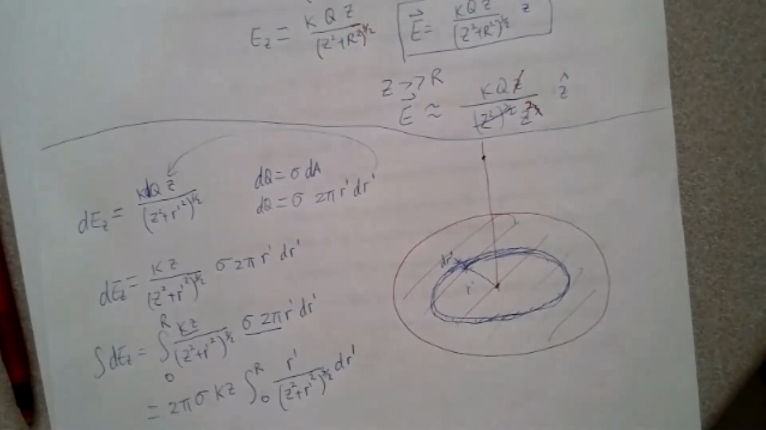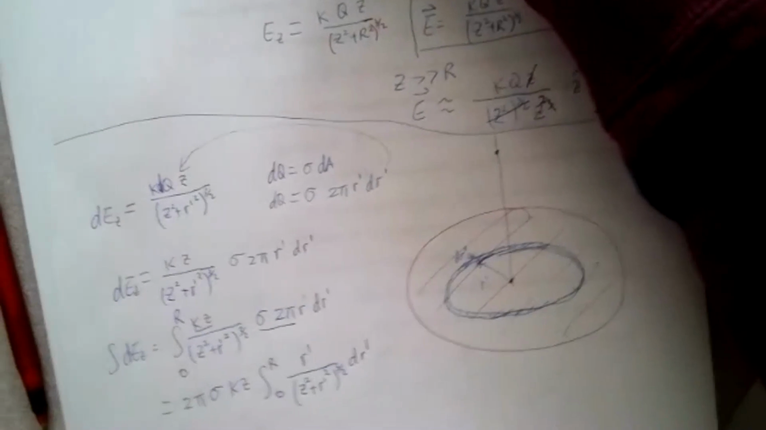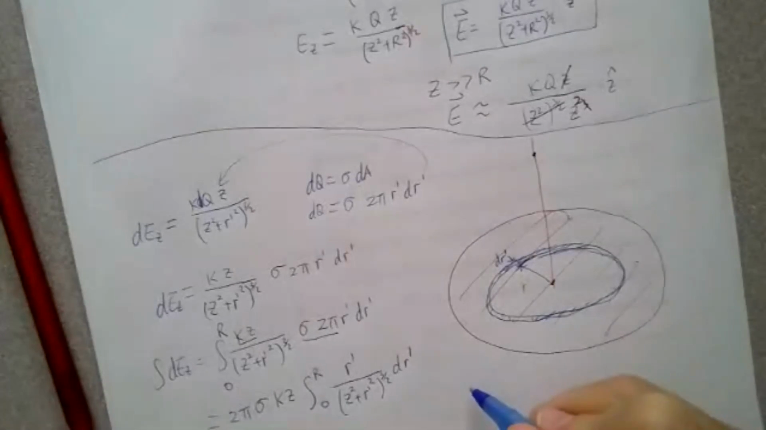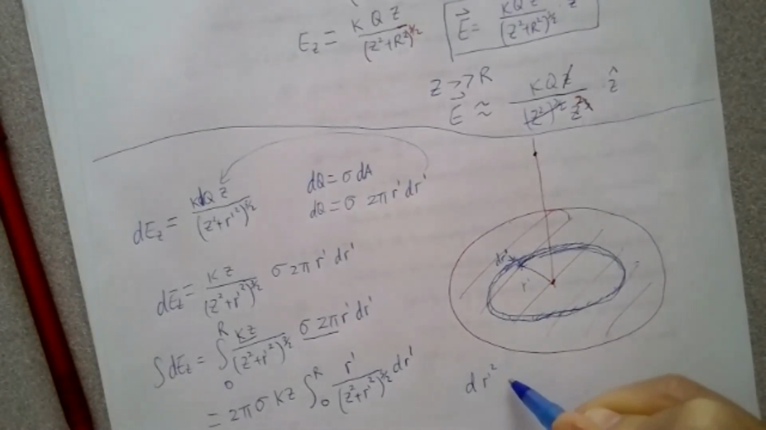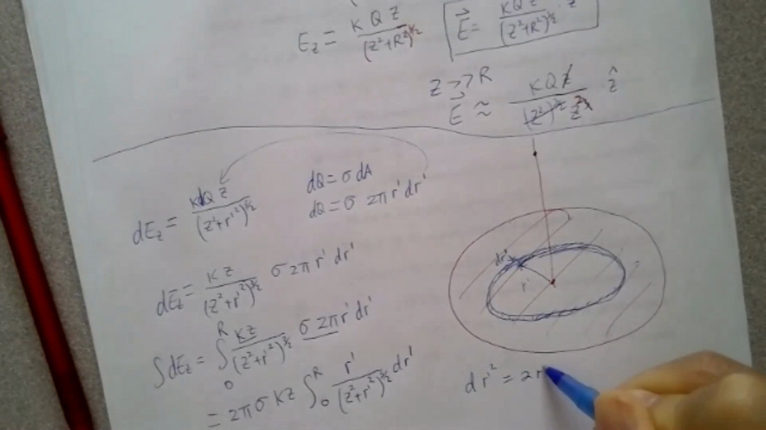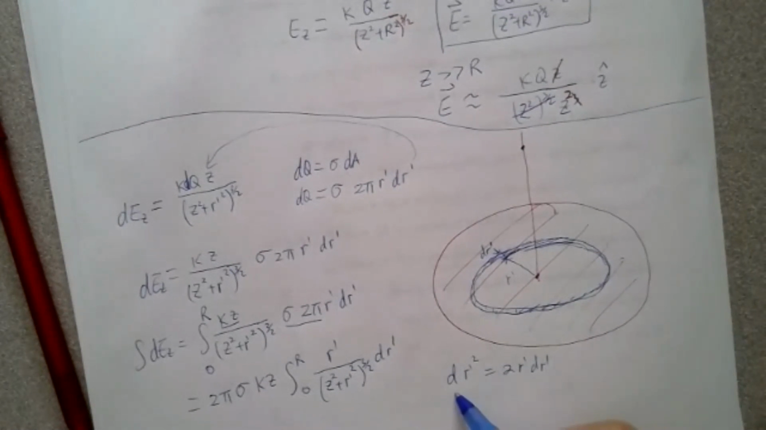Now over here you can see there's r prime here, and there's dr prime, so we can do substitution, right? Let's do this. If we take d of r prime squared, that will give you 2 r prime dr prime. So that means you can use r prime squared as your new variable.